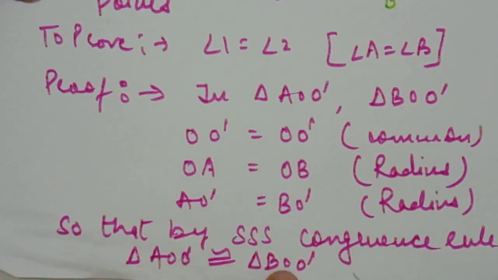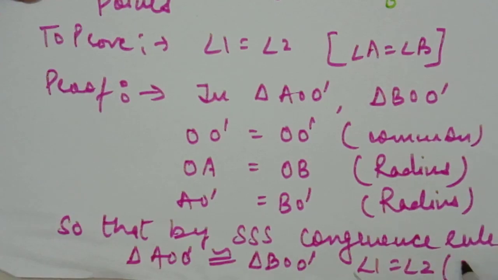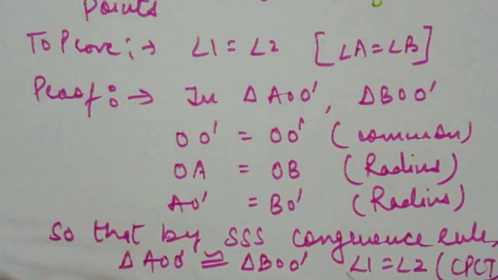If these two triangles are congruent, then we can say that angle 1 is equal to angle 2 by CPCT. This question is proved now. It is a very easy question. We only have to understand the statement and then give the proof. Now question number 2.